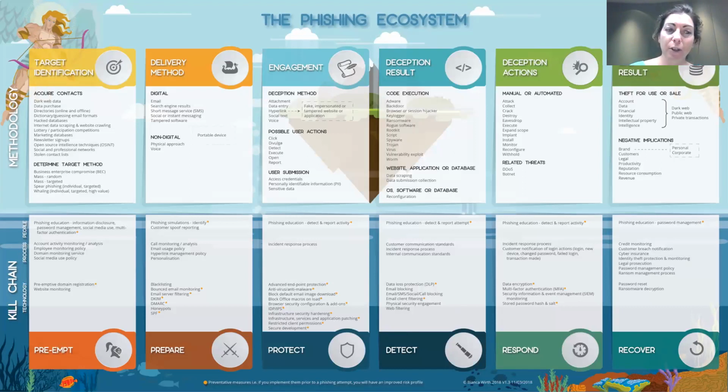And then from a technology perspective, in the preempt side of things, you could do preemptive domain registrations, for example. So preemptively register cousin domains that are similar to yours to stop malicious actors from doing that. So that just gives you a little taster of what the different pieces are along the bottom. We're going to focus on particular bits of that during the course, and I'll highlight those in a sec.